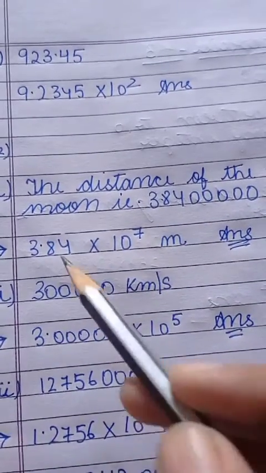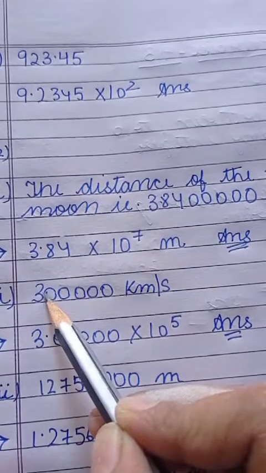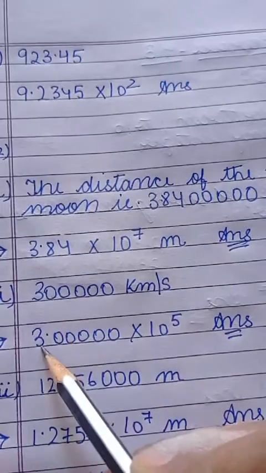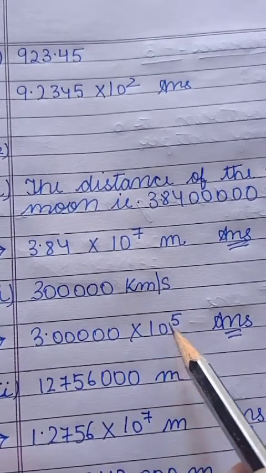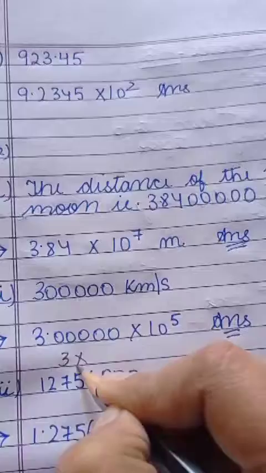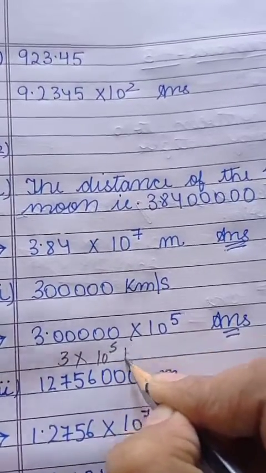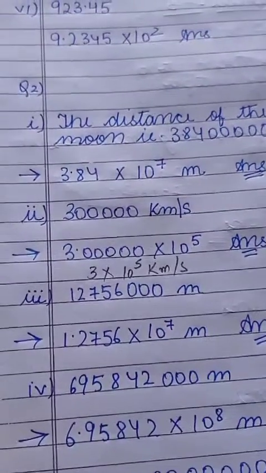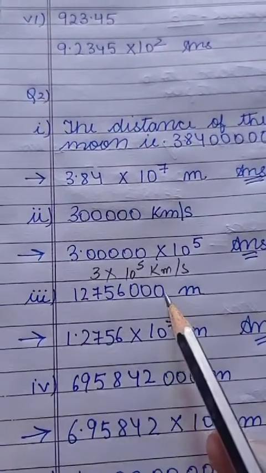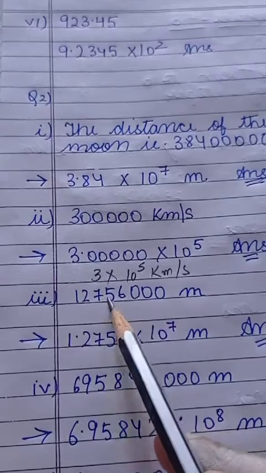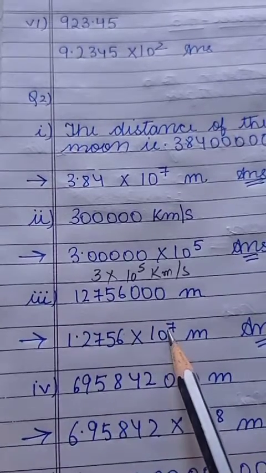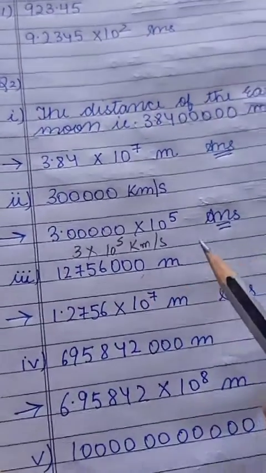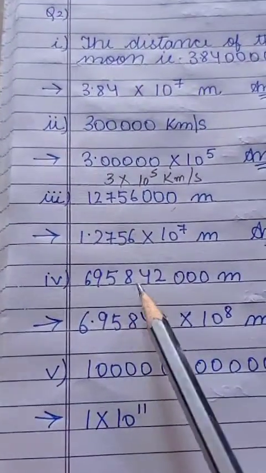Next. So decimal we have to put over here. Count the number of digits: 1, 2, 3, 4 and 5. Clear? 3.000 into 10 raised to the power 5 can be written as 3 into 10 raised to the power 5 kilometers per second. Next is we need to put decimal here. Count the number of digits: 1, 2, 3, 4, 5, 6, 7. 10 raised to power 7. And then after writing this, these zeros will not have any value. You can remove.